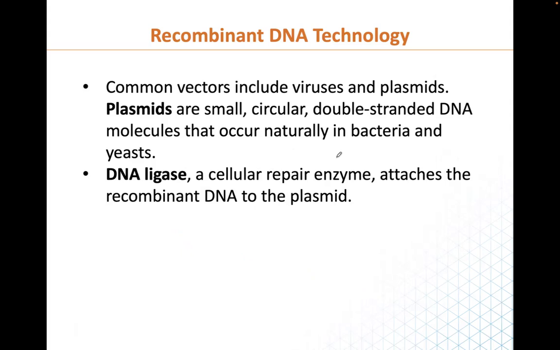Common vectors include viruses. Sometimes we use viruses to send new or recombinant DNA to an organism. The virus would actually inject the new recombinant DNA into an organism. We can also use a plasmid. A plasmid is a small circular double-stranded DNA molecule that occurs naturally in bacteria and is also found in yeast. DNA ligase is a cellular enzyme that helps to attach the recombinant DNA to the plasmid.